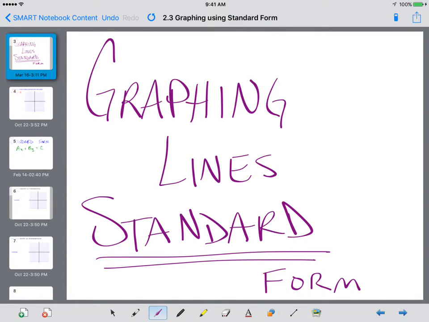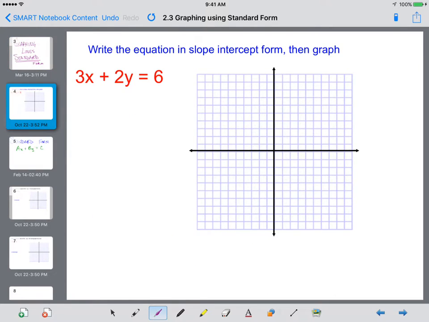This lesson will discuss graphing lines in standard form. The first example we're going to look at is writing the equation back in slope-intercept form and then graphing. So slope-intercept form, you'll be reminded that it is y equals mx plus b, where m equals the slope and b is the y-intercept. So to write an equation that is not written in slope-intercept form means we have to solve it for y. I have to get this y by itself.